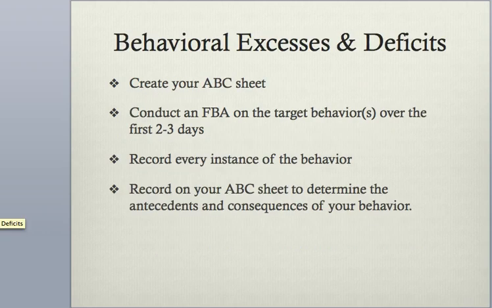So for behavioral excesses and deficits, you're going to create that ABC sheet, you're going to conduct that FBA, you're going to record every instance of the behavior, and you're going to determine what the antecedents and consequences are for those behaviors. Very, very straightforward. For excesses, you may want to record what's happening before every single time, the setting, the location, all of that information. For deficits, you probably should identify the location, times that the behavior should be happening, and then what's interfering. In some ways, if it's not happening enough, what distracts you? What are the cues or the environmental stimuli that distract you?